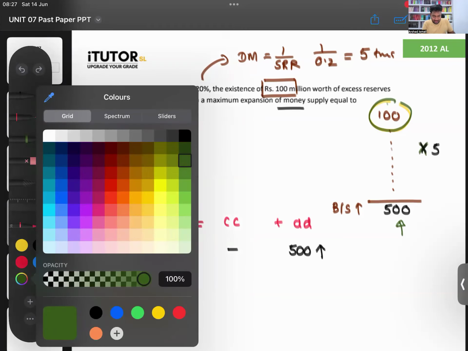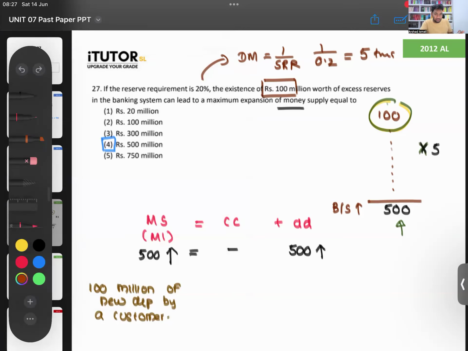You can think of it that way, but I'm showing you this overall equation because you can apply this to other questions as well. So on the whole, money supply will increase. I totally agree. You can apply the equation later on. I'll show you. Isn't 500 the change in DD? No, it's not the change in DD. It's the increase. So because of this 100 deposit, it will go through.